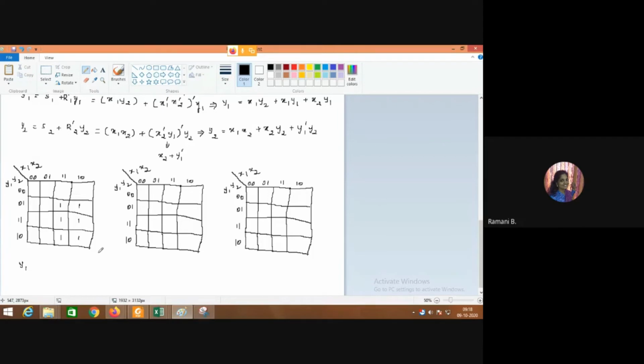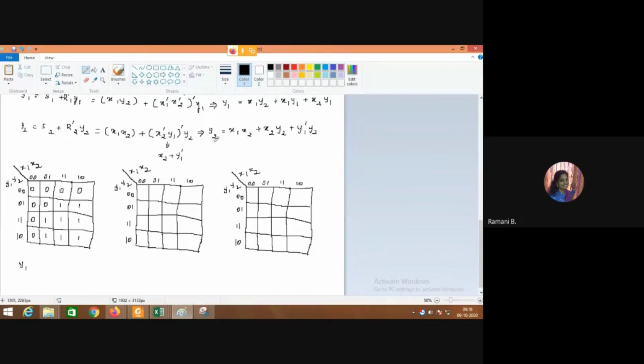And lastly we have x2, y1. So x2 equal to 1 in the middle two columns and y1 is equal to 1 in the last two rows. So here the overlapping part, this one will give me x2, y1. So the remaining places we have zeros. So this is our map for y1.